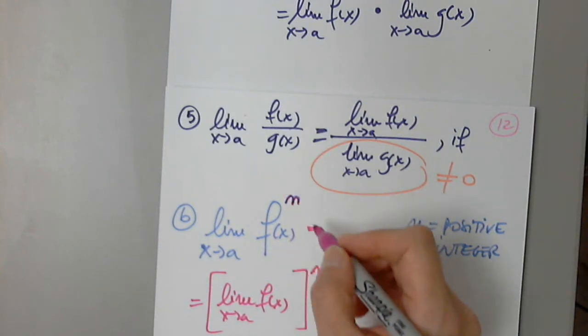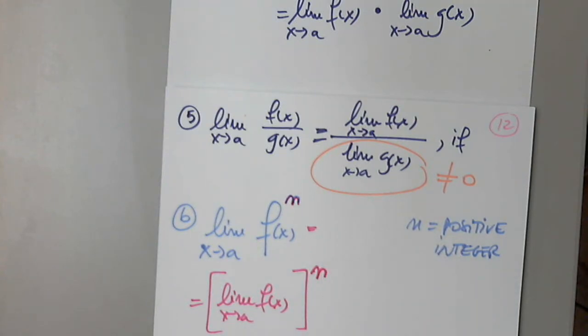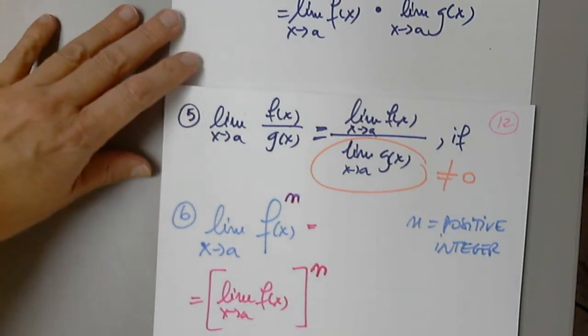Yeah, it's n. I'm sorry. I confuse my students with that n. I'm sorry, it's n. You can write m. It doesn't matter.